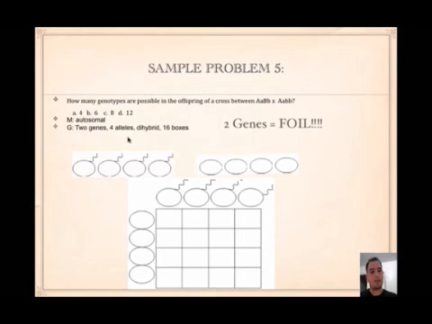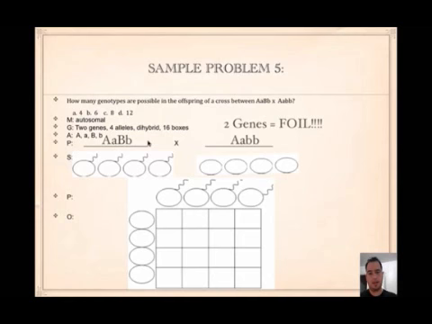Straightforward. We know it's two genes. How do I know? Because there's two letters, A and then B. A and B are used, so two genes now. 4 alleles, dihybrid, 16 boxes. The alleles, again, are big A, big B, little b. And then we figure out the parents. So they already gave us the parents in the problem. And that was already stated there.